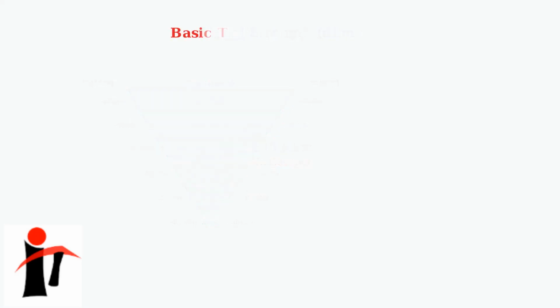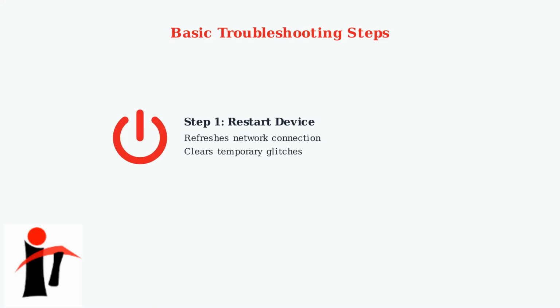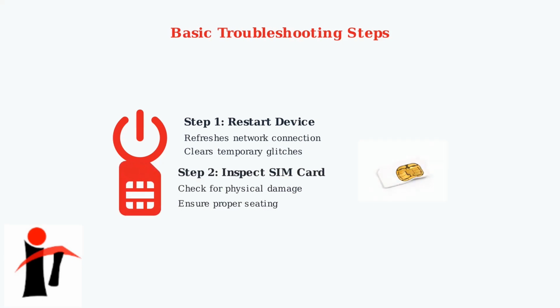Now let's look at the basic troubleshooting steps you can take when experiencing no service. These simple steps can often resolve connectivity problems quickly. Step 1. Restart your device. This simple action refreshes your network connection and clears temporary glitches that might be preventing your phone from connecting to the network. Step 2. Inspect your SIM card.